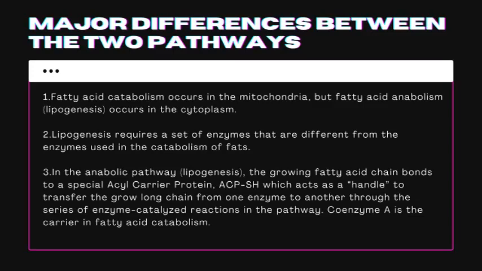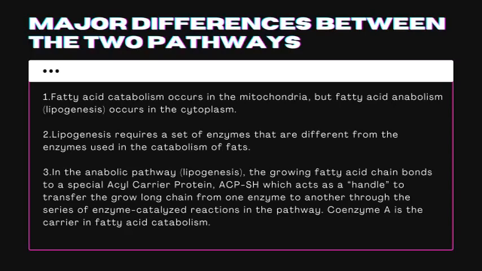I am Grace Araojo, and I will be discussing the major differences between the two pathways involving fatty acids, which are the anabolic and catabolic pathways. Just a quick recap from our previous discussion. Anabolism refers to the synthesis of simpler substances to more complex substances, while catabolism is the breaking down of complex substances to simpler ones. Going back, there are four major differences that were identified between these two pathways.